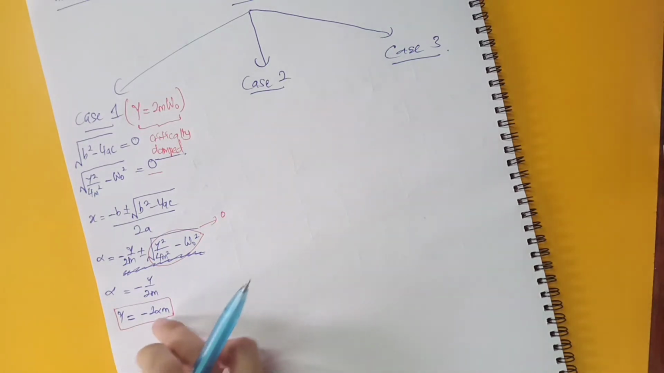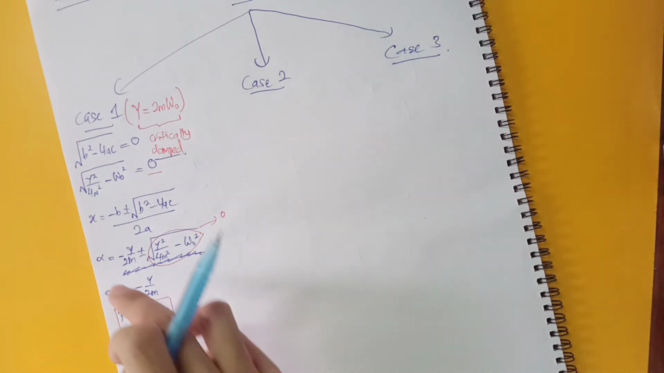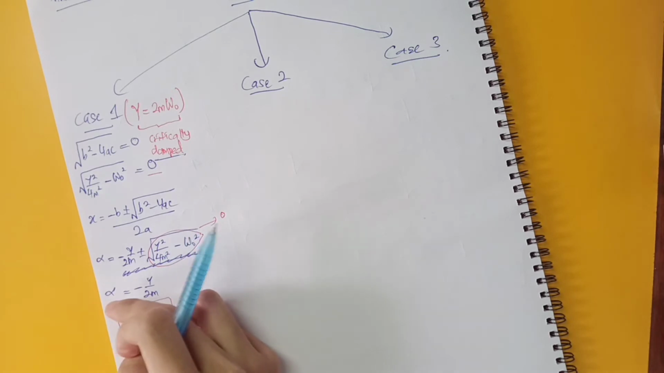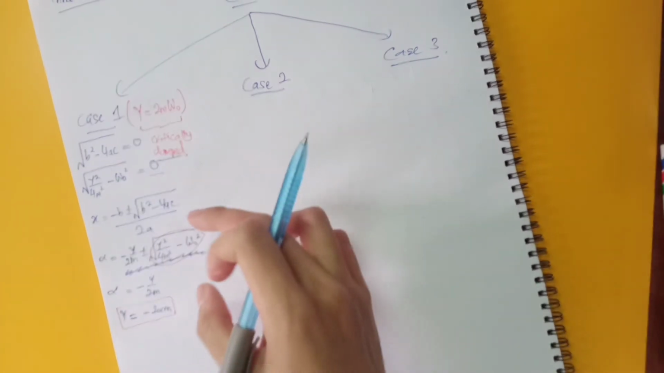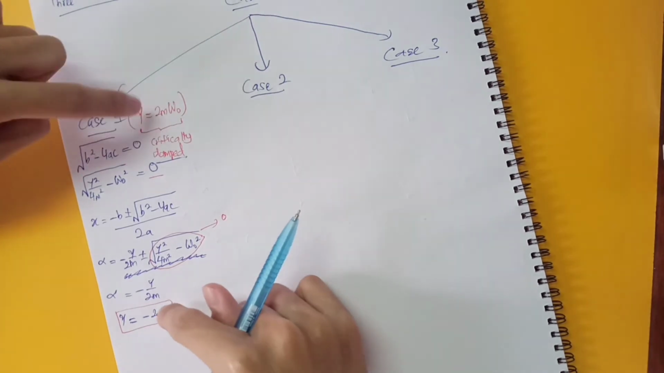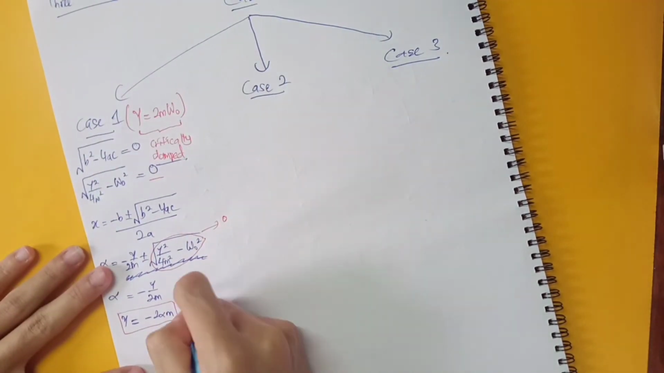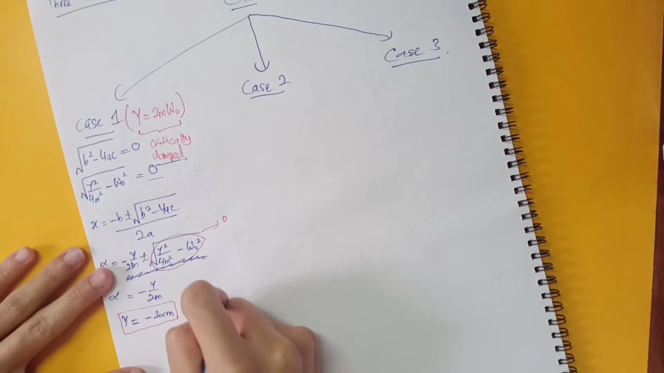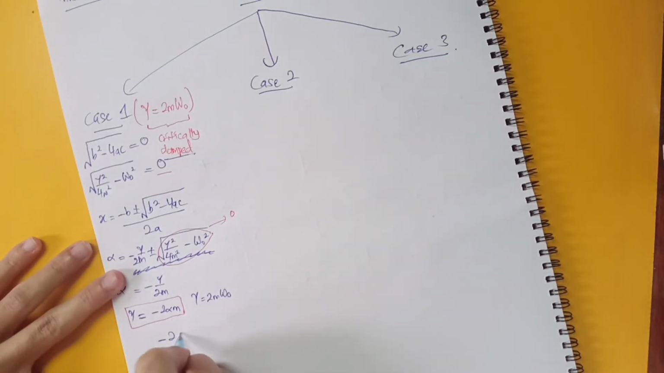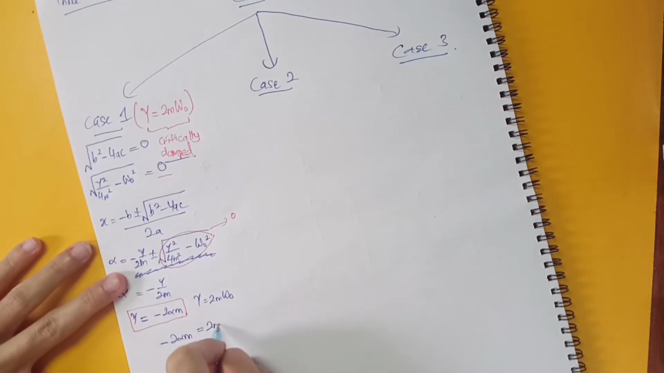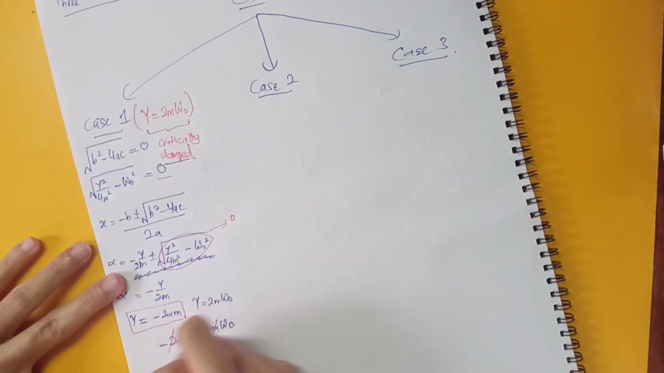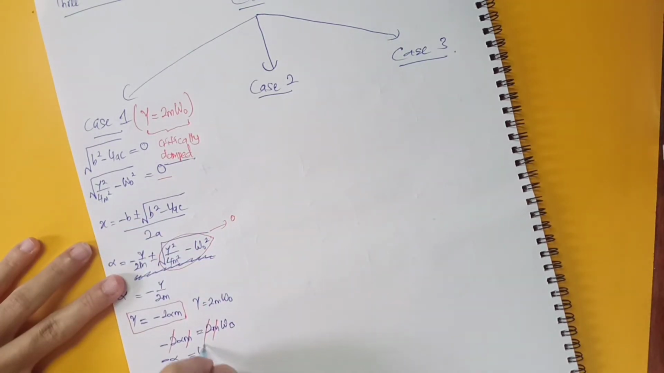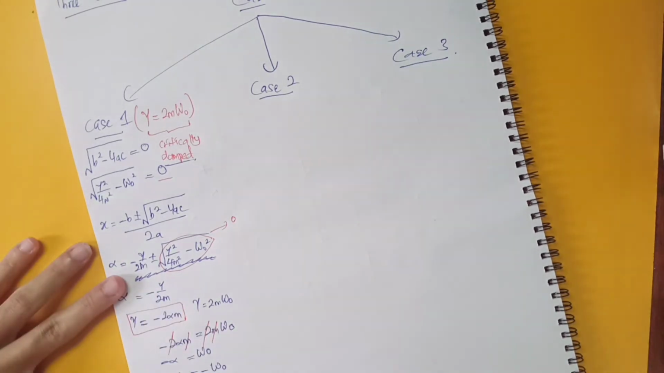Now we want to find what alpha is. So we want to equate both of these. We know that gamma is equal to 2m omega naught. So here we find that 2 alpha m is equal to 2m omega naught. We can cancel out the 2 and the m, and finally we get that negative alpha is equal to omega naught. So alpha is equal to negative omega naught. This is what alpha is.